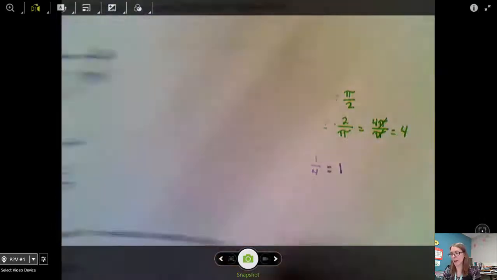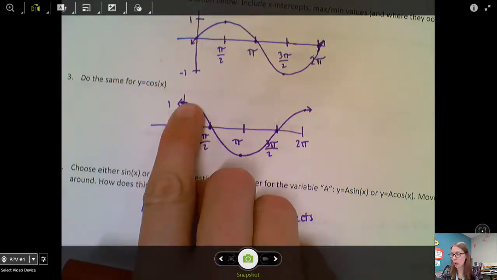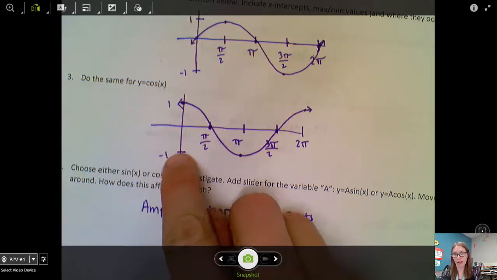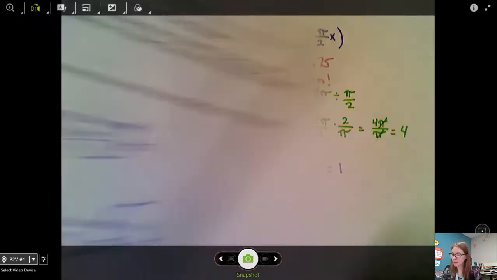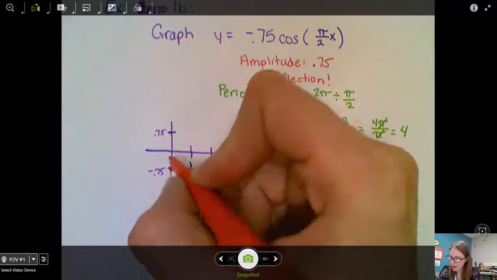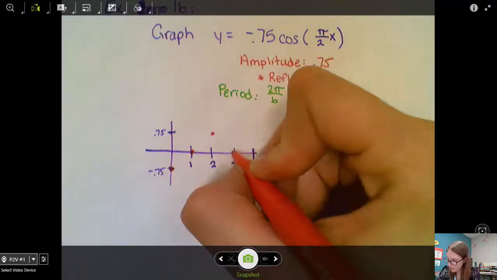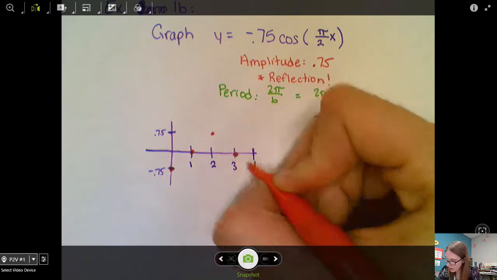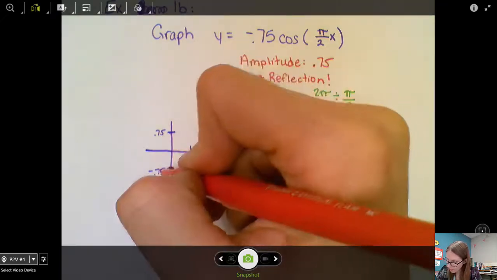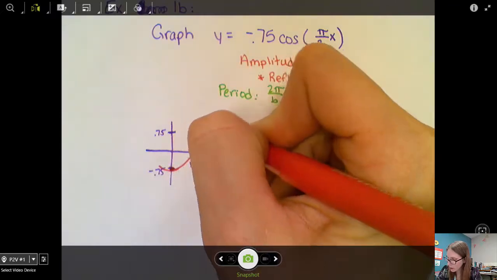In this case, though, we have that negative. We have this reflection. So our graph, instead of starting at the highest point, we are going to start at the lowest point and go up. Starting at our lowest point down here, and then we'll go up: low, middle, high, middle, low, and that is going to complete a cycle of our graph. That's going to complete one period.